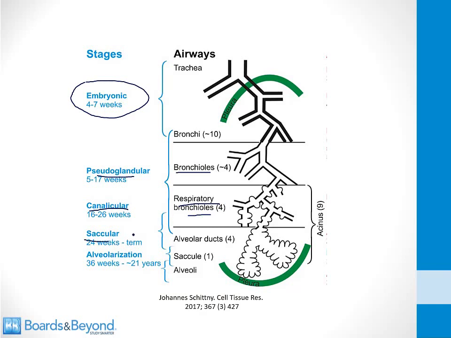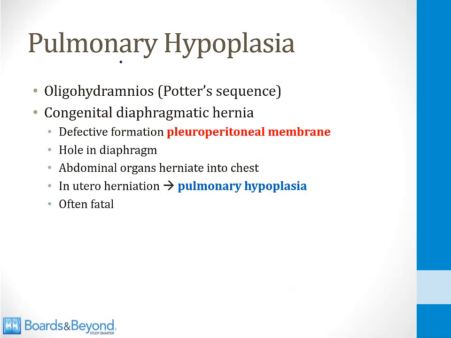The saccular phase gets its name because that's where the alveolar ducts or sacs begin to form. And then alveolarization occurs after birth and into young adulthood, and that's where the alveoli continue to increase in number. If anything disrupts this process of lung development in utero, that leads to pulmonary hypoplasia, which means underdevelopment of the lungs. The first potential cause of pulmonary hypoplasia we've already discussed.